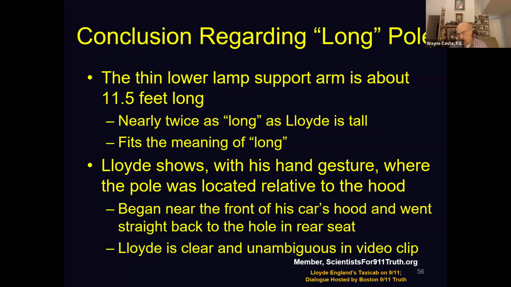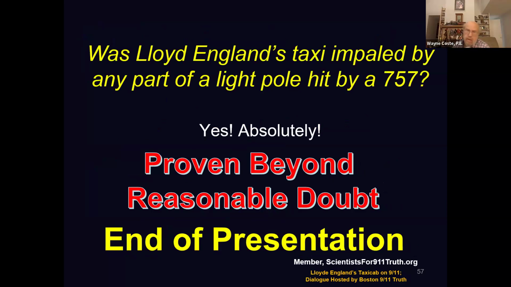Lloyd shows with it in unscripted, only time he really gets to say what he wants to say. He shows with his hand gesture where the pole was located in relationship to the hood. Began near the front of the car's hood and went straight back to the hole in the rear seat. Lloyd is clear and unambiguous in the video clip. So, was Lloyd England's taxi impaled by any part of a light pole hit by a 757? Yes, absolutely, and it's proven beyond a reasonable doubt. That's all I have.